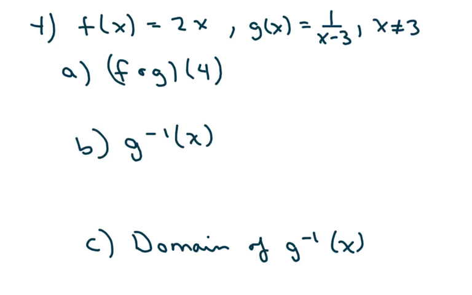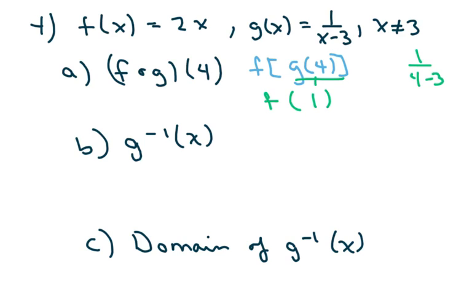Okay, the next question is very similar. We have f of g of 4. So first thing we're going to do is do this. And I'm going to do my inner function first and plug in 4. When I plug in 4, I get 1. So now then I do f of 1, because that equals 1. F of 1 equals 2.